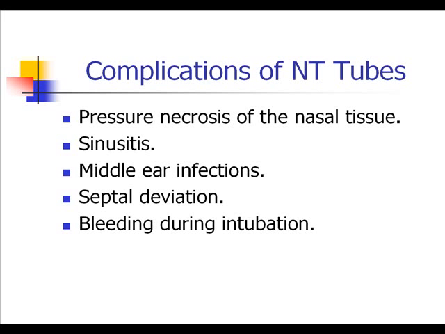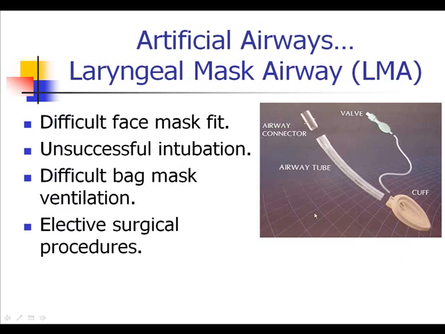The next type of airway is known as the LMA, or laryngeal mask airway. And you can see from the diagram that it has a cuff and a valve and the tube itself and the airway connector. And there are different reasons why an LMA may be used. I would say the primary reason is for short-term ventilatory support, either during a surgical procedure or some type of procedure where you would need to ventilate the airway for only a short period of time.